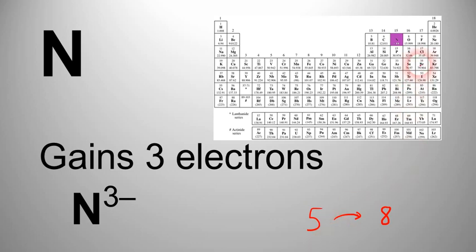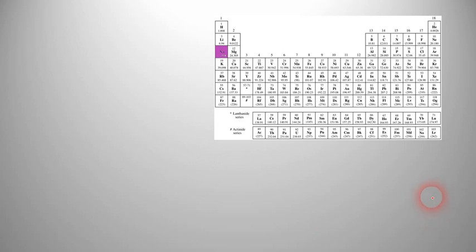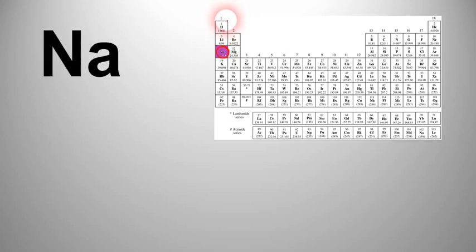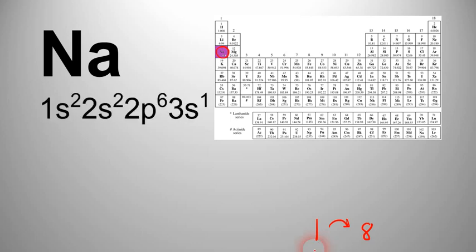Now let's take a look at another element. Let's try sodium. Here's sodium on the periodic table. And so it has 1 valence electron. It would really love to have 8. And so how is it going to obtain that octet? If it has 1, it would like to have 8. Well, some students look at that and say, well, maybe sodium is going to gain 7 electrons. Well, I guess that's possible, but let's look at its electron configuration.